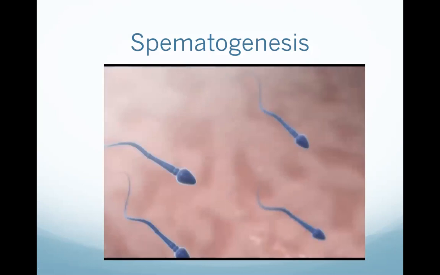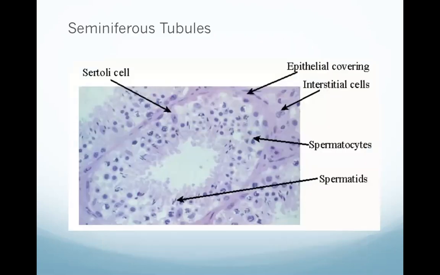Okay, the testes, there we go. So this is looking at one of those little seminiferous tubules. This is a histological image. Again, this is a little bit better because we can see the connective tissue and some smooth muscle. So we have myoid cells out here. We have the spermatogonia, which are these large nucleated cells.